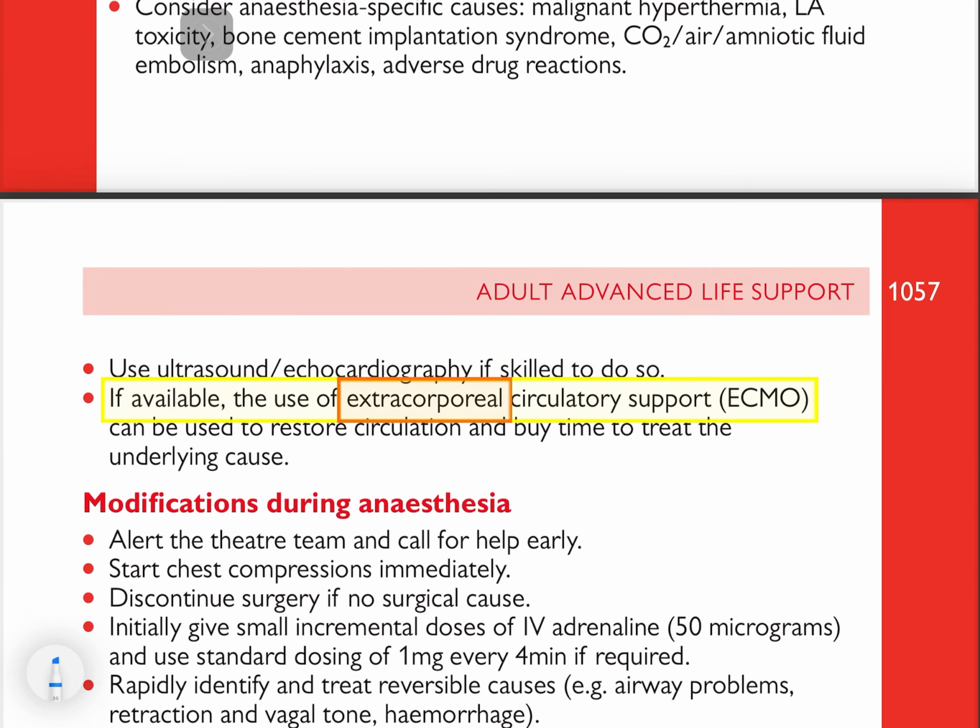The use of extracorporeal circulatory support, ECMO, can be used to restore circulation and buy time to treat the underlying cause. Modifications during anesthesia. Alert the theater team and call for help early. Start chest compressions immediately. Discontinue surgery if no surgical cause. Initially give small incremental doses of IV adrenaline 50 micrograms, and use standard dosing of 1 mg every 4 minutes if required.